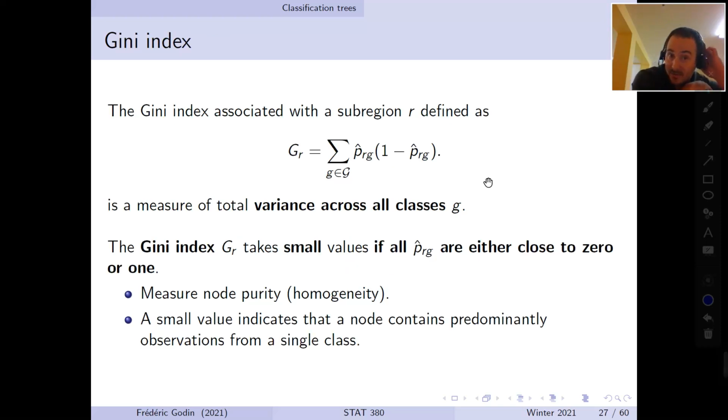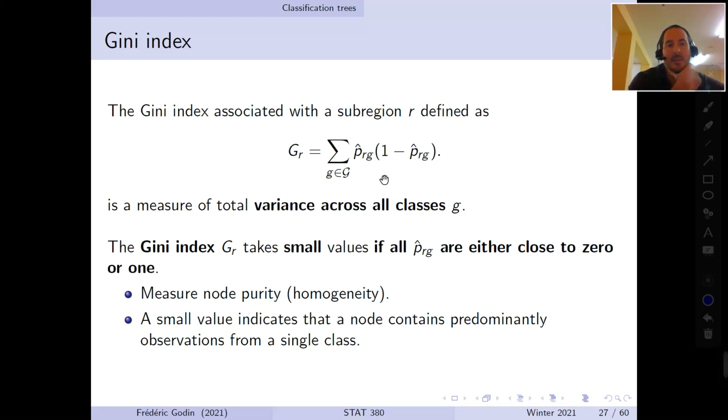Okay, so if we have a subregion R of the total predictor space, then the Gini index associated with all observations of this subregion R is defined as follows. G stands for Gini index, R stands for subregion R. So G_R is the sum across all classes g of the estimated probability, which is basically the proportion of observations from class g in that subregion R, times 1 minus that probability.